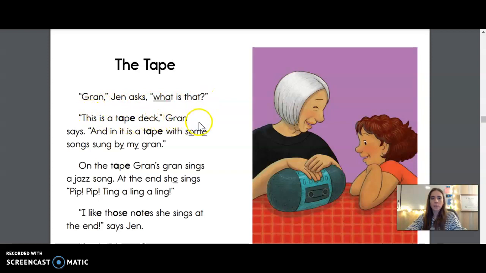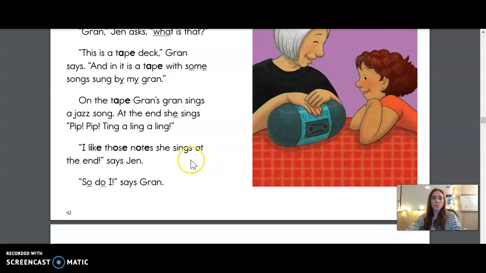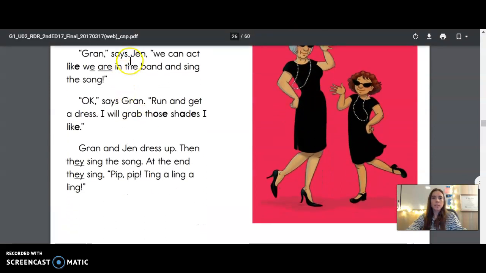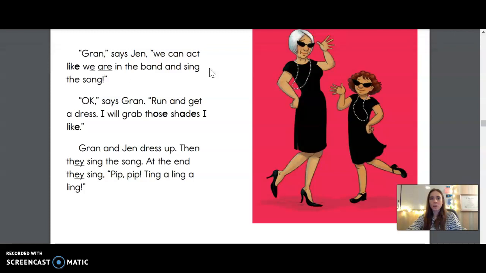This is a tape deck, Gran says. And in a tape with some song sung by my Gran. On the tape, Gran's Gran sings a jazz song. At the end, she sings, pip, pip, ting-a-ling-a-ling. I like those notes she sings at the end, says Jen. So do I, says Gran. Beautiful. Gran says, Jen, we can act like we are in the band and sing the song.